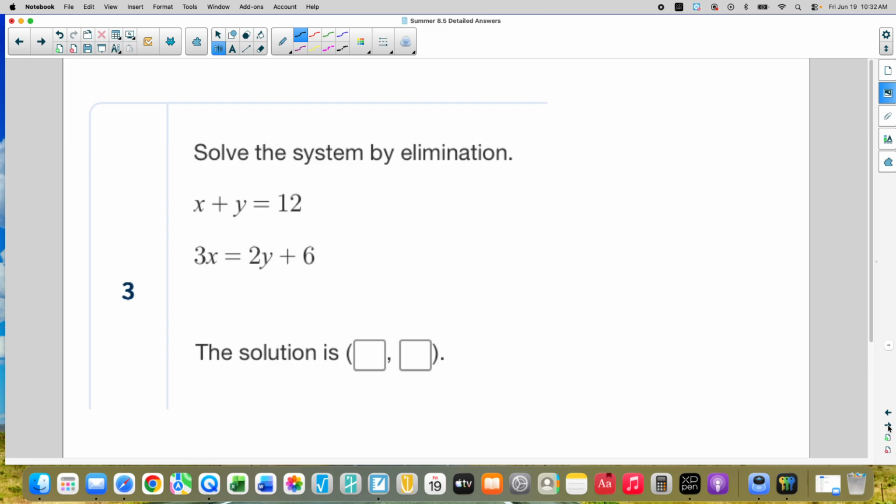Solve the system by elimination. Okay, a little bit different here. When we eliminate, first of all, they have to be in the same format. This is in slope-intercept form. This is in no form. So we first have to make sure that they're in the same format. Assuming this is not slope-intercept, this is standard form, and this is no form. So I'm going to put them both in standard form by subtracting 2y.